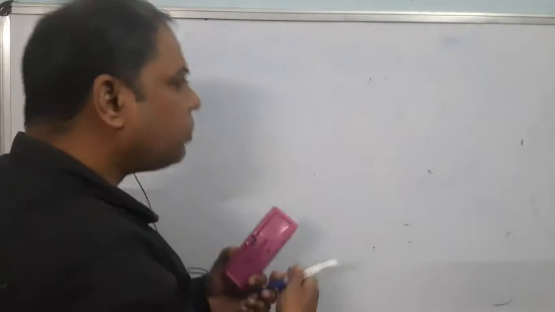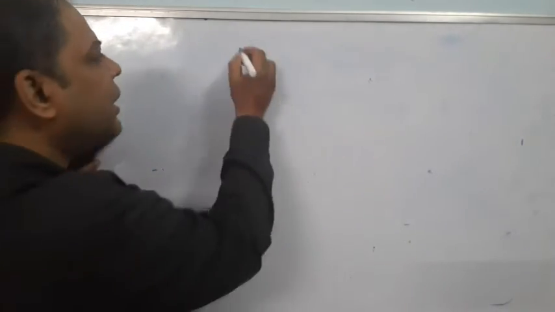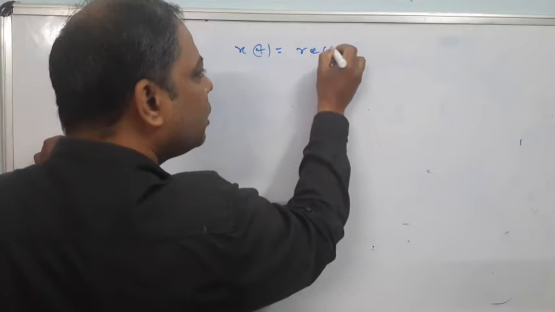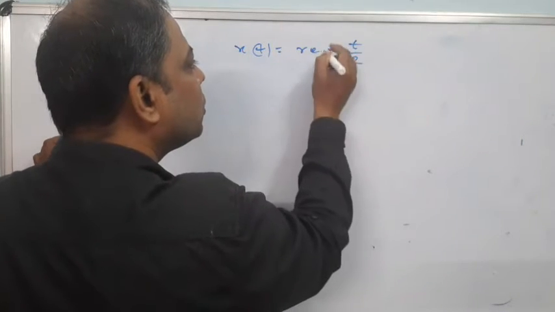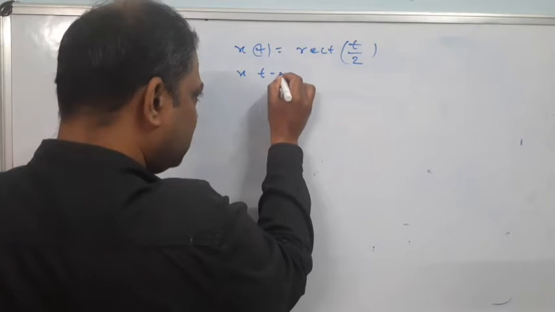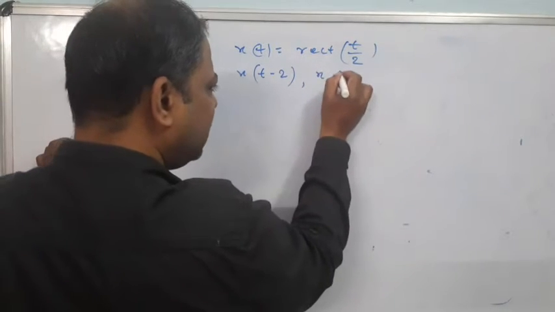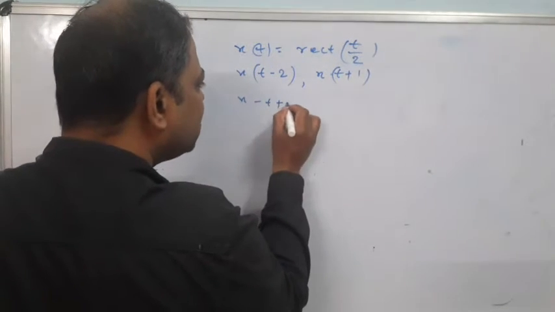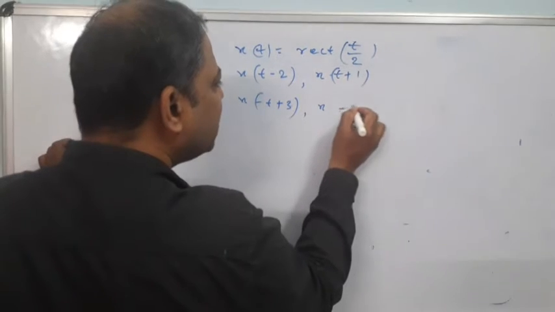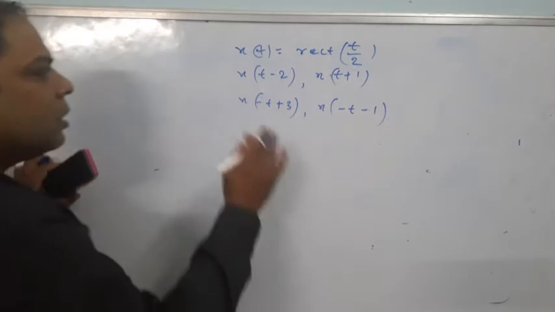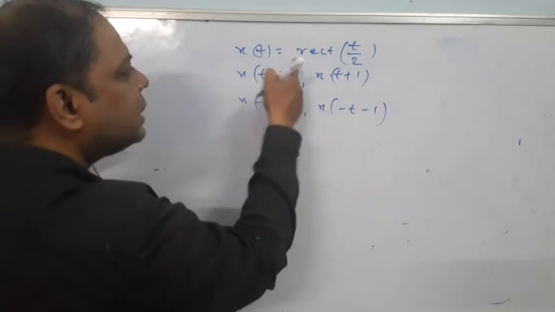Now let us see other examples. Suppose I am having the next question. Suppose x of t is equal to rectangular t by 2. Now you have to find x of t minus 2, x of t plus 1, x of minus t plus 3, and x of minus t minus, suppose, 1. Just mark whatever, no problem.